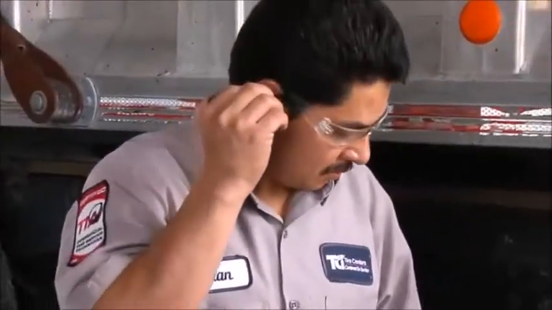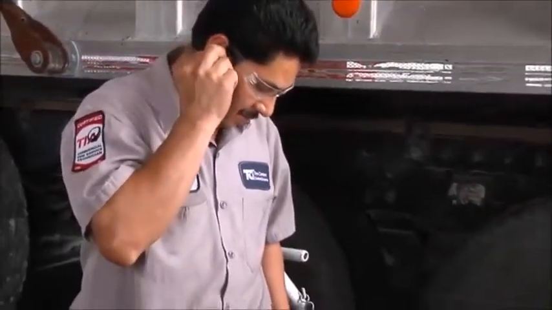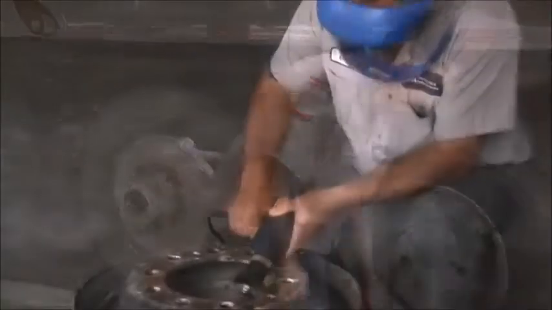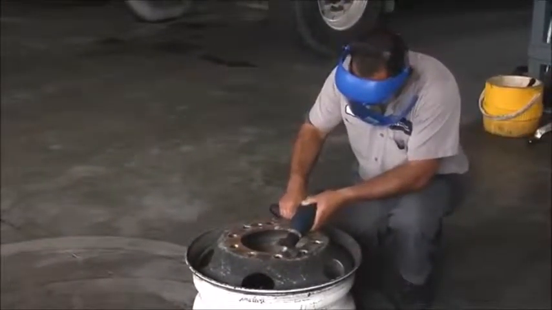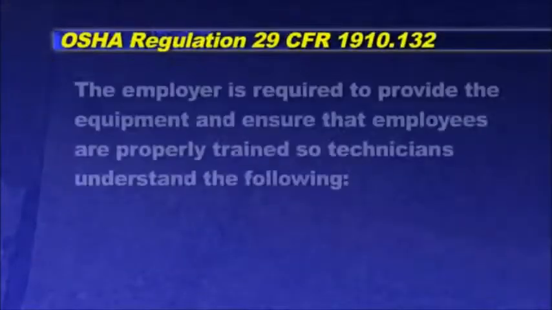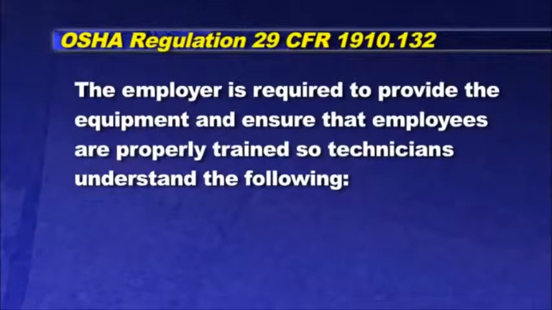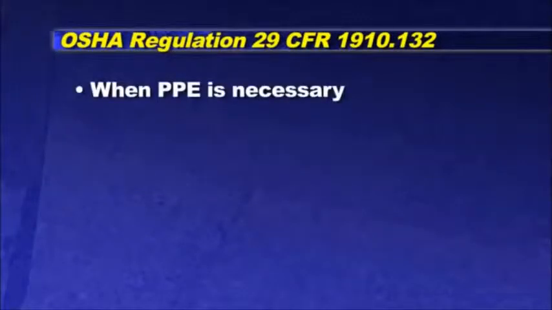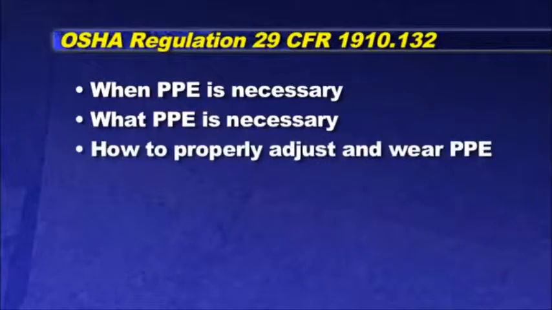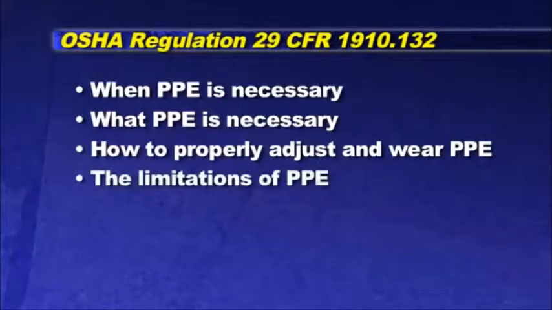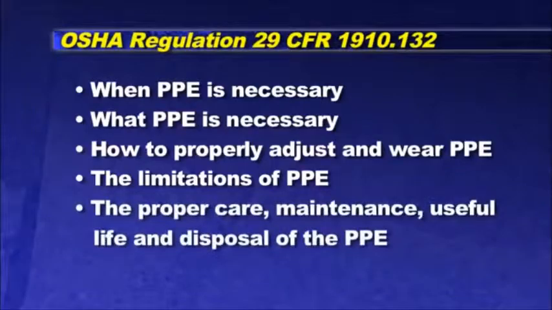According to the Occupational Safety and Health Administration, or OSHA, employees must wear personal protective equipment to protect the eyes, face, head, and extremities. With the exception of safety shoes, in most cases, the employer is required to provide the equipment and ensure that employees are properly trained so technicians understand the following: when PPE must be worn and what types are necessary, how it must be worn and adjusted, the limitations of PPE, as well as the maintenance, lifespan, and disposal of personal protective equipment.